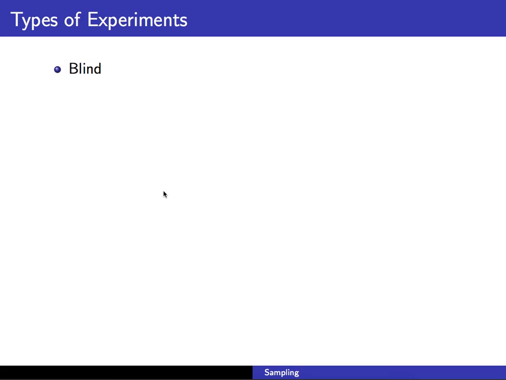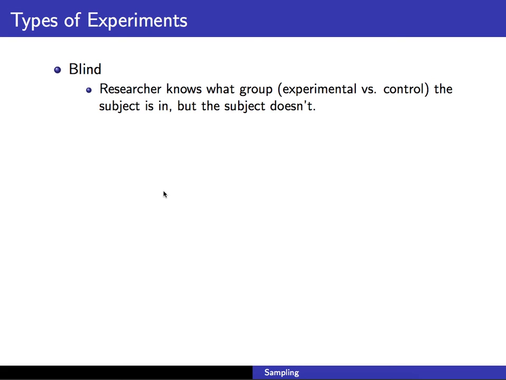For experiments, we have what's known as a blind experiment. In a blind experiment, the researcher knows what group, the experimental versus control group, that the subject is in, but the subject does not. And blind experiments are pretty effective because if the subject knows what group they're in, that could have an effect on their response to a particular treatment. So in order to minimize that risk of getting inaccurate responses, we can use a blind experiment in which the researcher will know, but the subject won't.